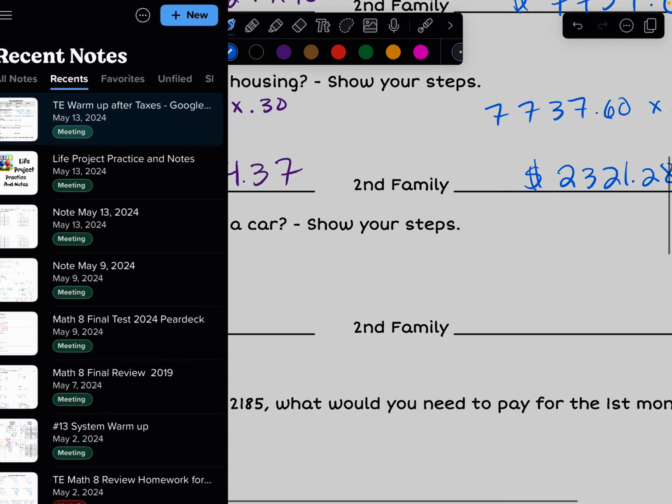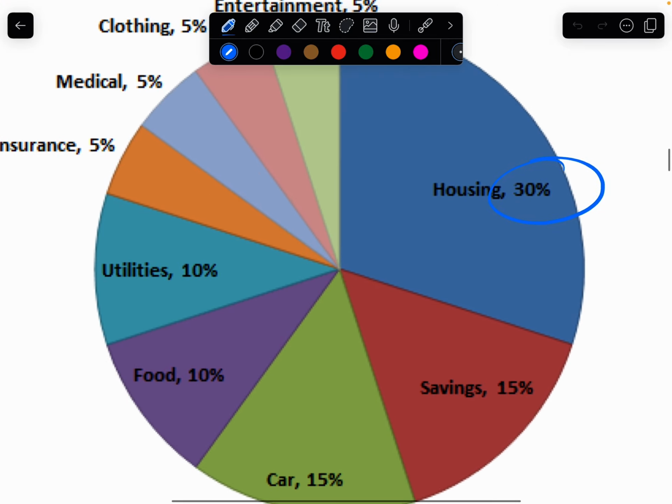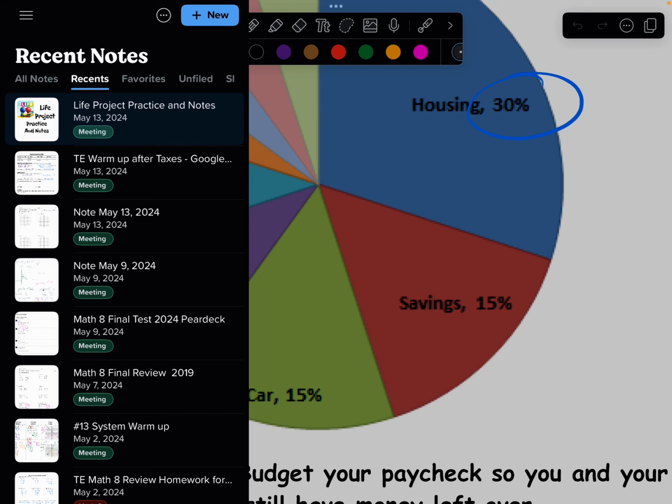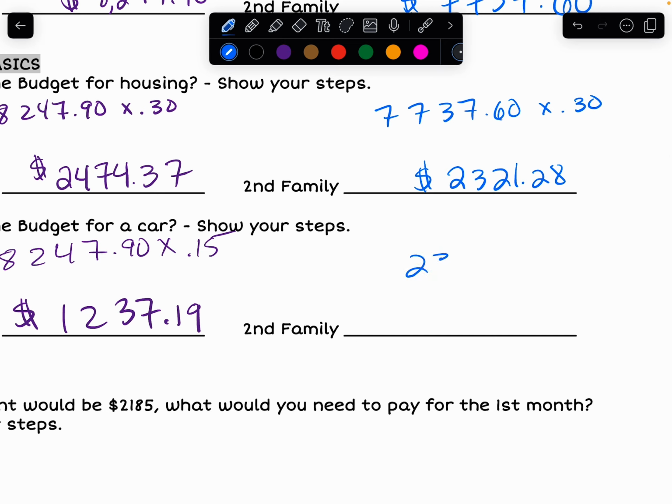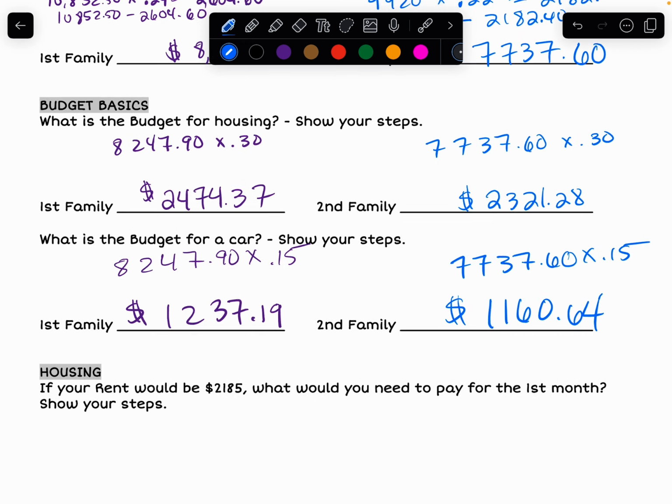Okay, now what is my budget for the car? If I'm looking at a car, that's 15%. So I take the same amount of money, 8,247.90 times 0.15, and I get 1,237.19, because I needed to round up. And on this one, nope, that's not what I wanted. 7,737.60 times 0.15, and I get 1,160.64.